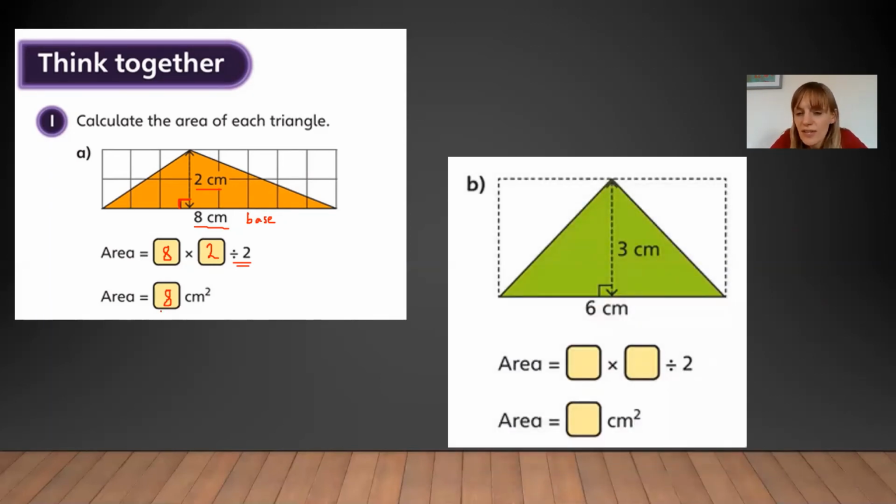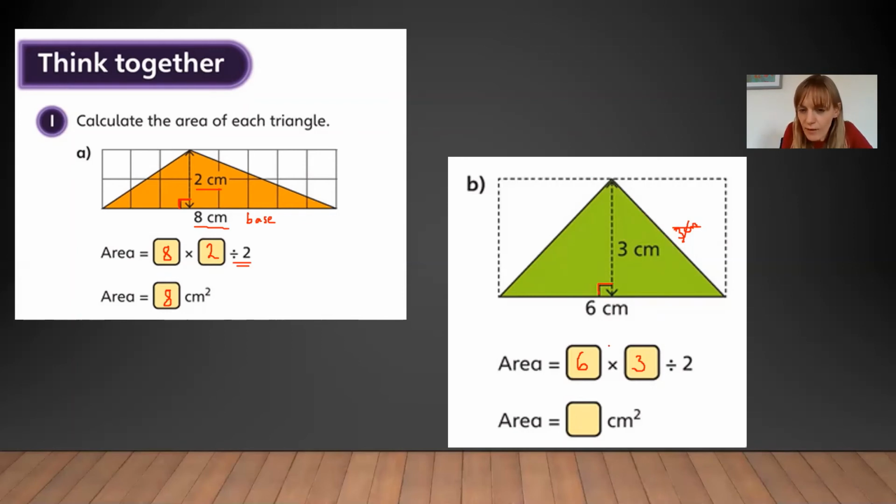So here you can see the base is 6 centimetres, and the height is 3 centimetres, because again, look, those lines are meeting at a right angle. If we had said that this was 3 centimetres here, that wouldn't be our height, because that's not meeting the base at a right angle. So 6 times 3 is 18.